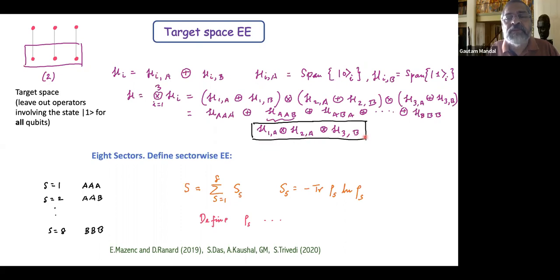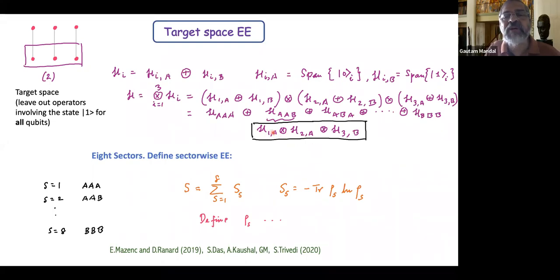Now, when I want to do a partial trace, what I have to do is a sector-wise partial trace. So for instance, for HAAB, I have to do a partial trace over H3B. In terms of the operator algebra, it would mean that in this sector I'm interested in operators which act in this Hilbert space: take a state of H1A, H2A, and give me another state of H1A, H2A. So I do the same exercise as I did before, but now sector-wise.